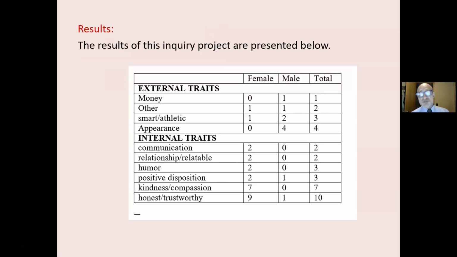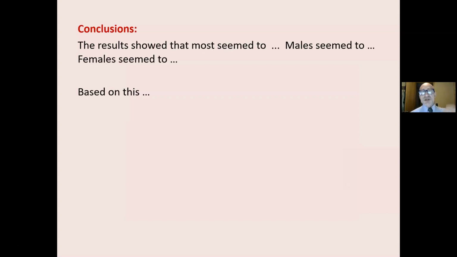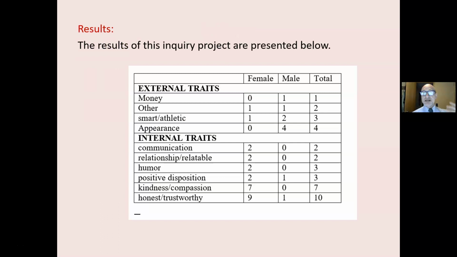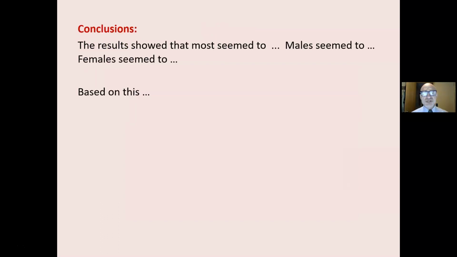The results of this inquiry project are presented below. And we'd write that together and they would put the data there. Conclusions: the results show that most seem to, males seem to, females seem to, based on this blank. So you see, the lab report, we're doing it together in large group many times, giving them this nice template, this structure. After many times in large group, they could do this in small group as a cooperative learning project.